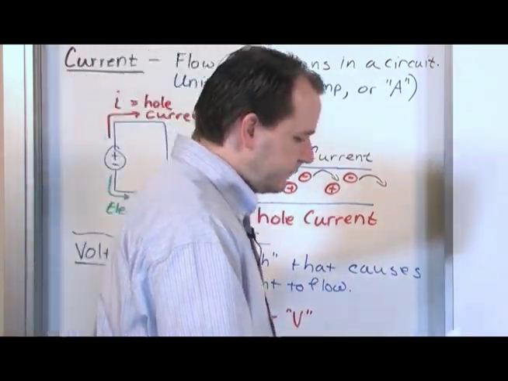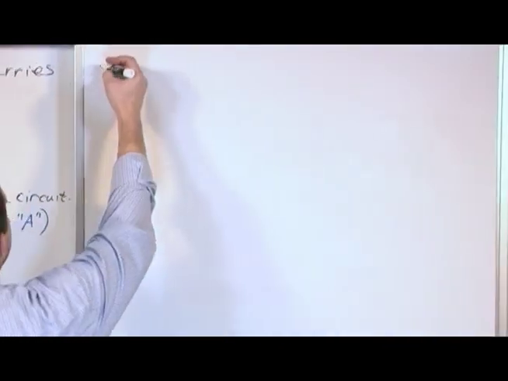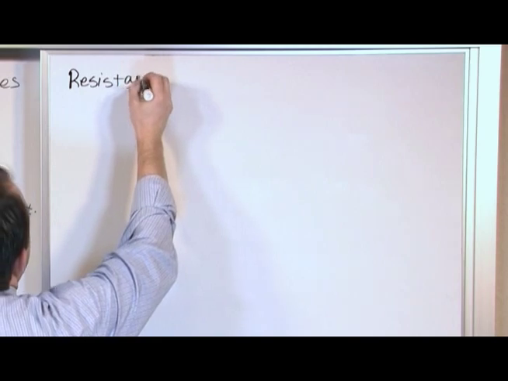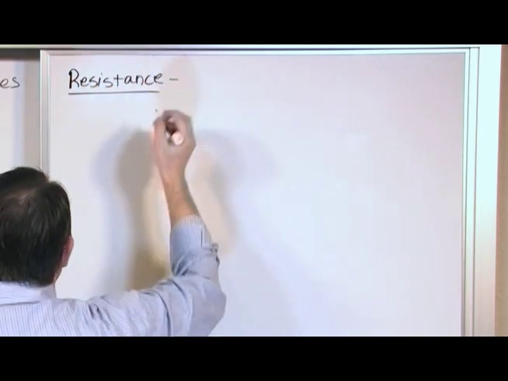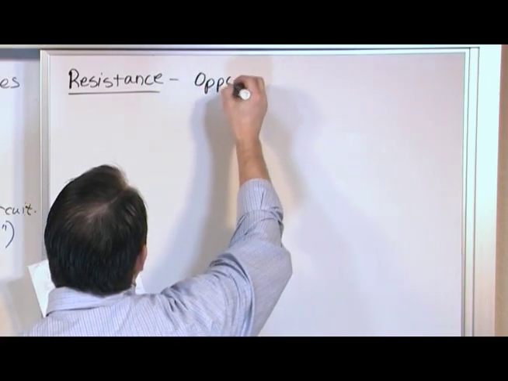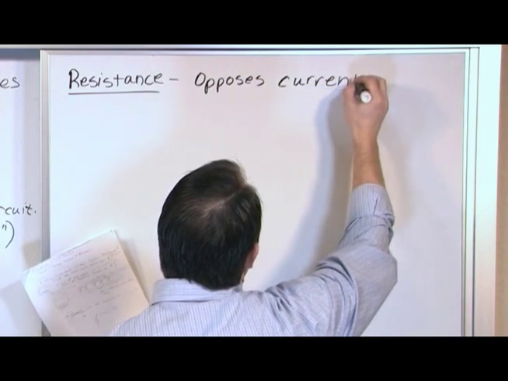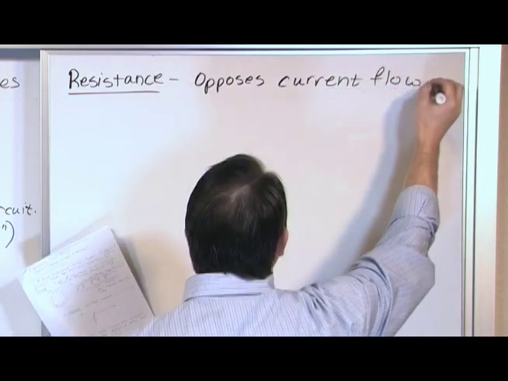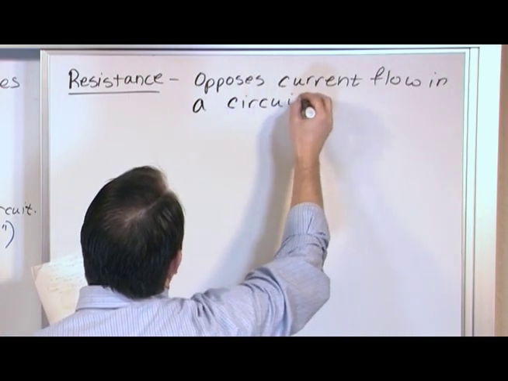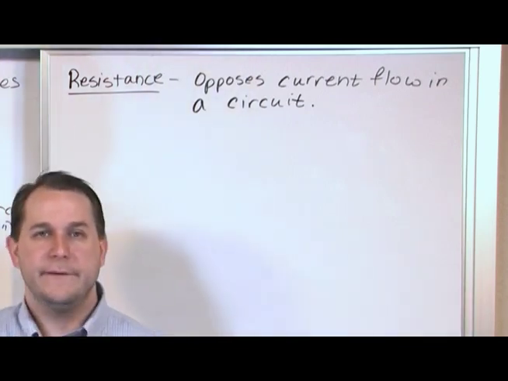Now, tied to all of this is the very, very important concept of resistance. All right, resistance. Resistance is very, very simple to understand. It opposes the current flow in a circuit. This might be a little bit confusing at first, but think about our soda straw for a second.